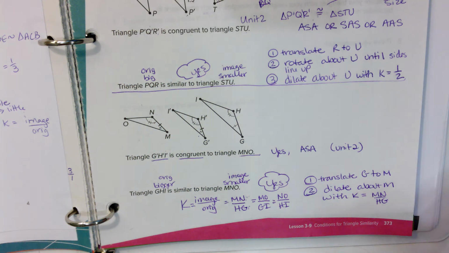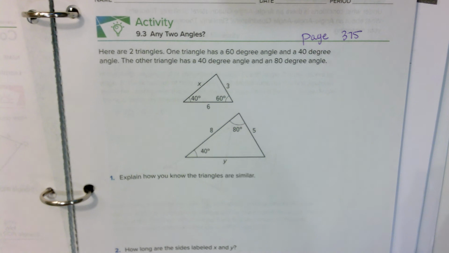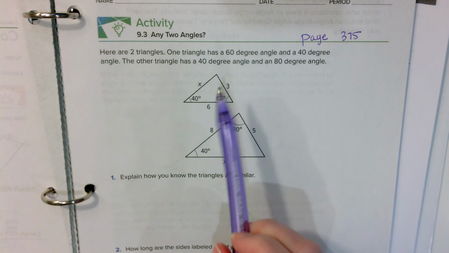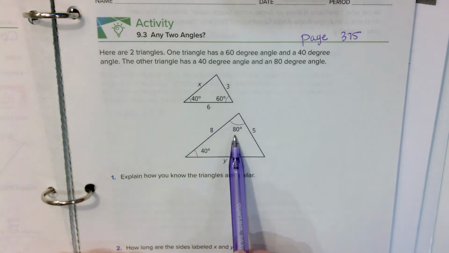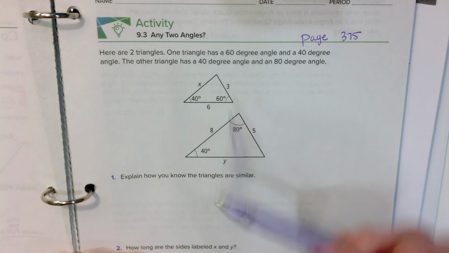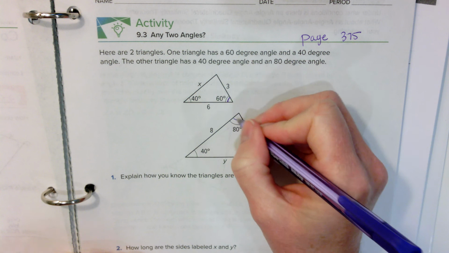So let's flip to the next page that I want to talk about, which is page 375. 375, we're going to learn our first condition for similarity. So in this problem, we have 2 triangles. One triangle has a 60 and a 40-degree angle. I can see them. Let's mark the 60 different than the 40. I don't know why they do that. And let's mark the 80 different than the 40.